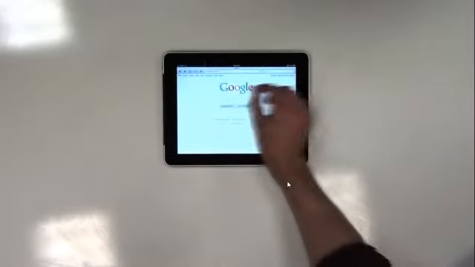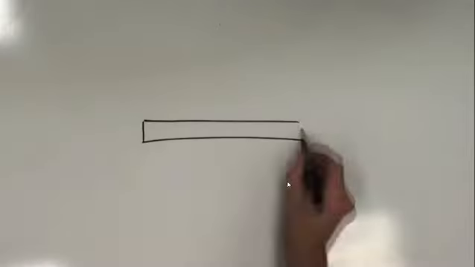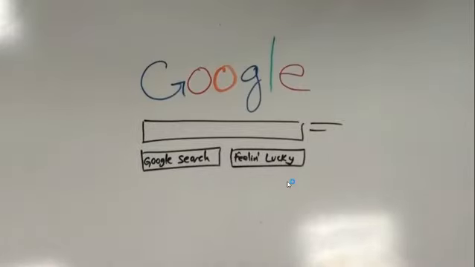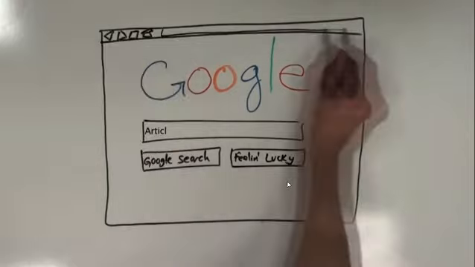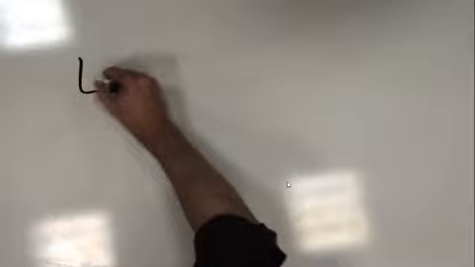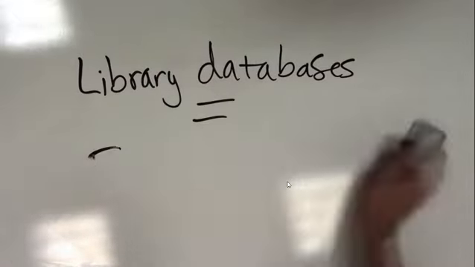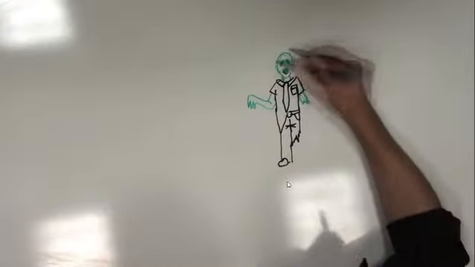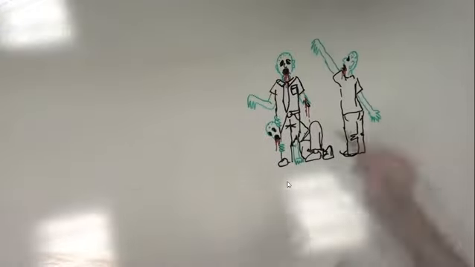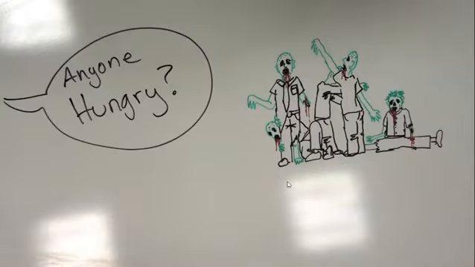If you've ever searched Google, you've used keywords, but library databases aren't Google. In Google, or other search engines, you can describe the thing you're looking for and use that description in your search. For example, I can search for articles on STDs in college students and get results. Library databases don't work this way. For starters, they almost exclusively contain articles, so adding the term article to your search is like asking a crowd of zombies if anyone wants to eat you. Sure, you'll get a reply, but it's not going to be the one you want.